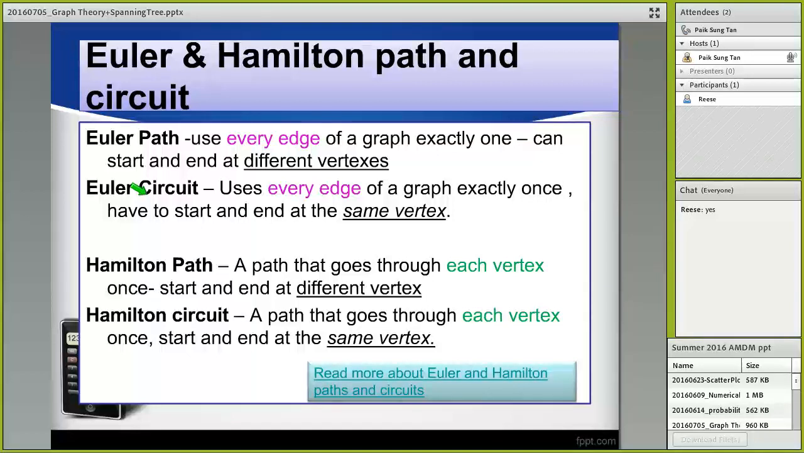The difference between Euler and Hamilton is, for Euler, like you just said, the path goes through every edge of the graph exactly once. Whereas for Hamilton circuit, it goes through every vertex exactly once, starting and ending at the same point.